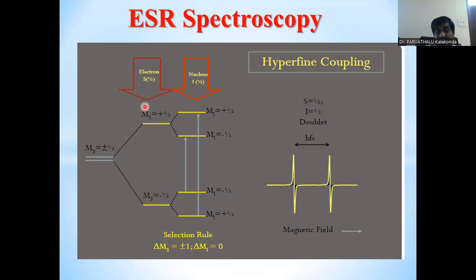But here it is not like that. Here the plus half to minus half transition should occur, so the condition is plus or minus 1. For the hyperfine transition the condition is 0. Keep in mind, this is a compulsory question for competitive exams. The selection rule for hyperfine structure is delta mI equal to 0, whereas for the normal Zeeman effect the condition is plus or minus 1. And you can clearly see the 2 possible peaks.